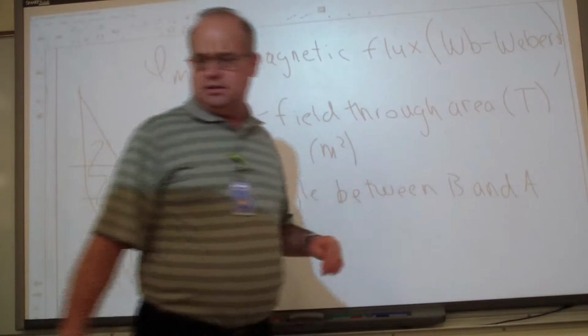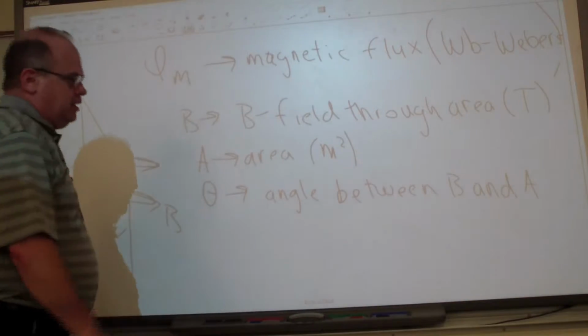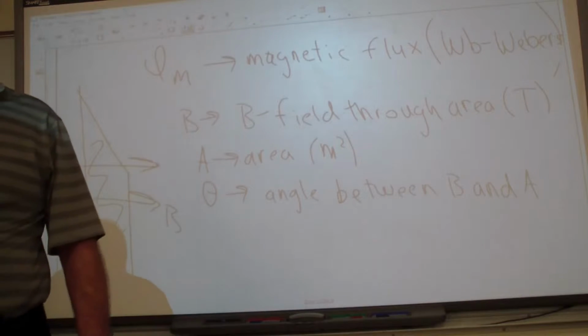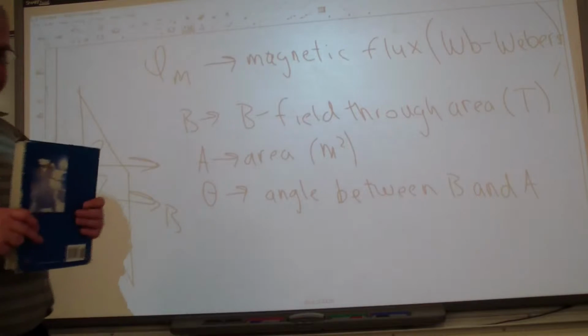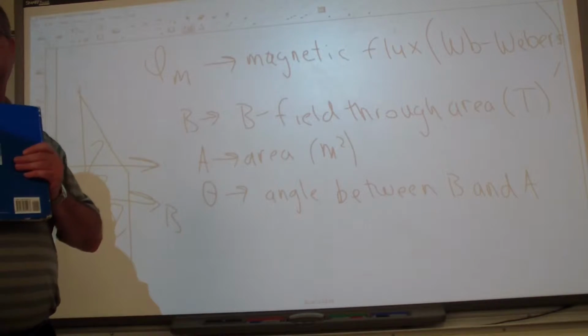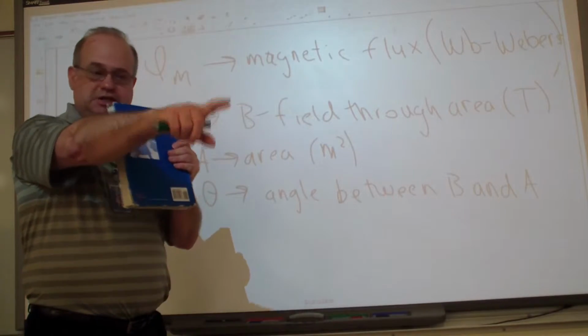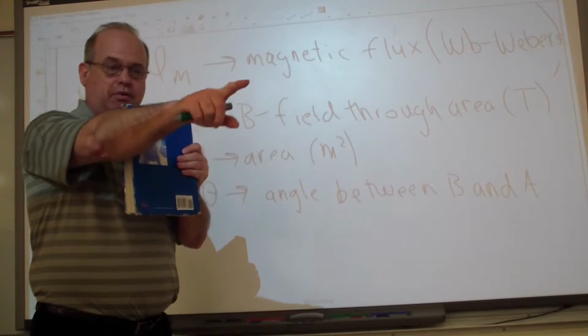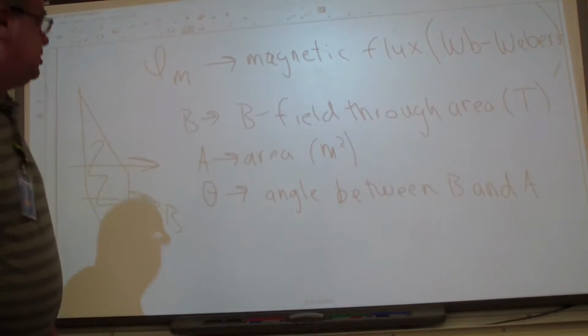All right, guys, now pay attention to this. It says the angle between B and A. That's always tricky at first because the direction of the area is the direction perpendicular to the face. So if the area is that way, that's the direction. Now let's say B points that way and the area is that way. This is the angle between the two. Everybody clear?